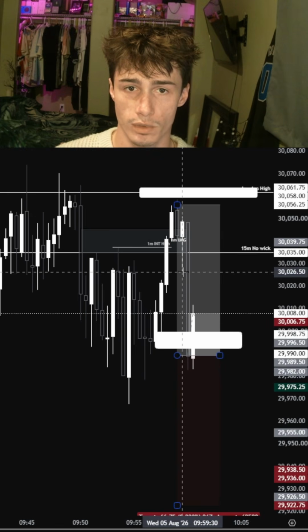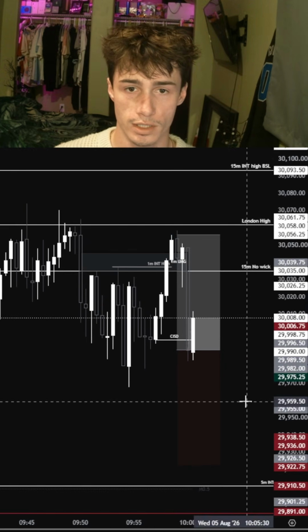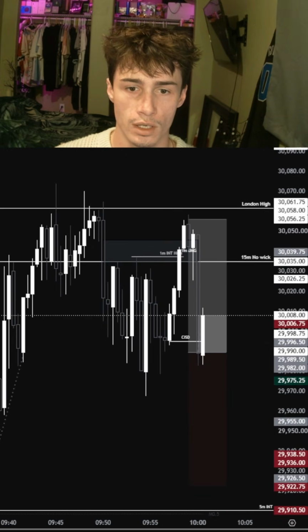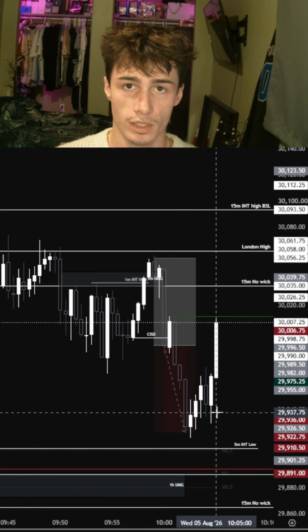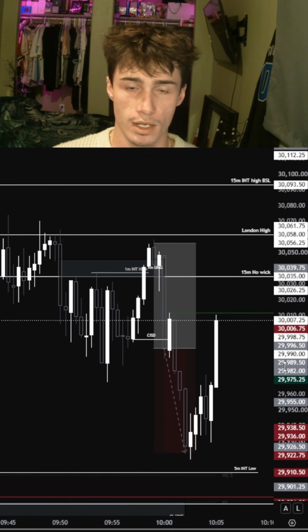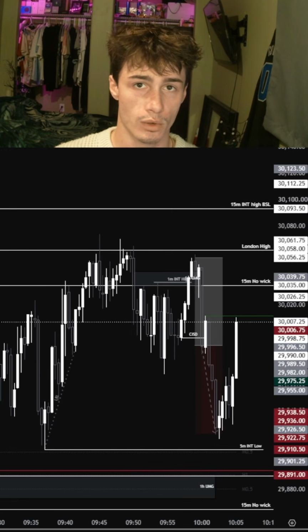You have that sweep of the intermediate high with the change in state of delivery on the IFVG, and you do end up getting a 1R on this trade. What I really don't like about this is the fact you're shorting all-time highs, and there's no real high time frame structure to go along with this trade.